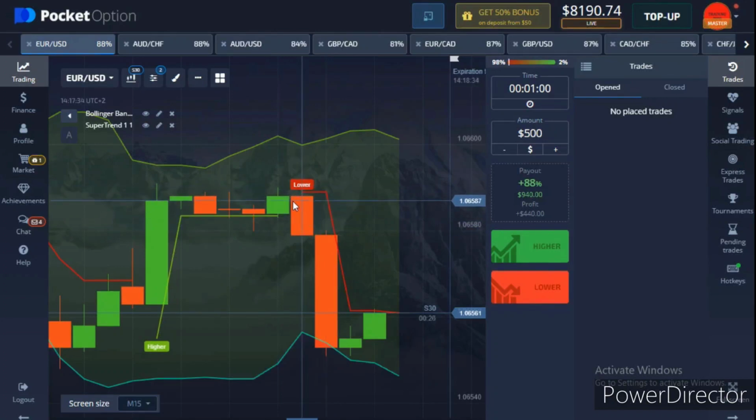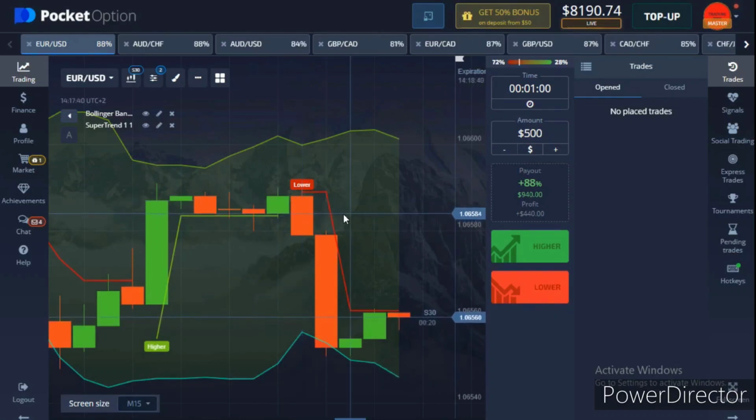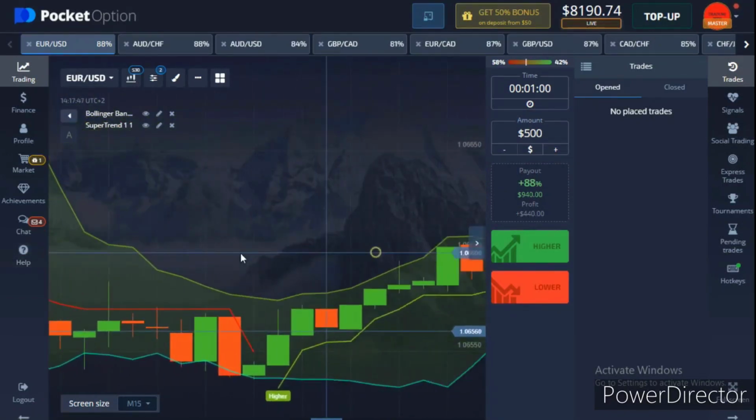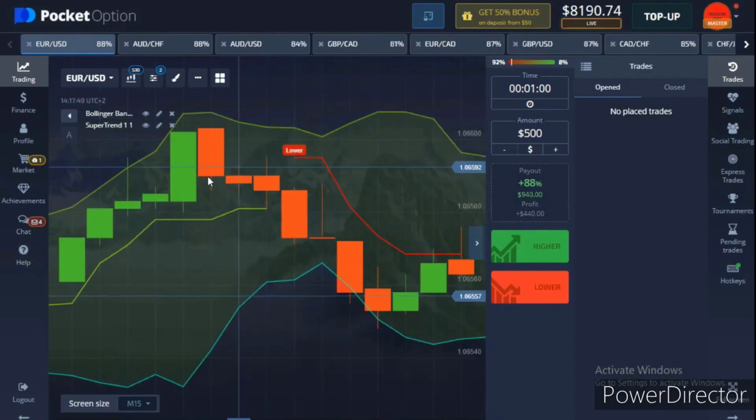So these are the things I'm trying to say. Always make sure that you're taking a trade in the range at the middle of the Bollinger Band indicator. I hope you understand. I don't know how to explain it again. Let me show you another example of what I'm talking about.